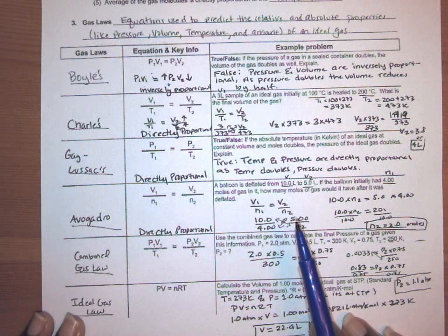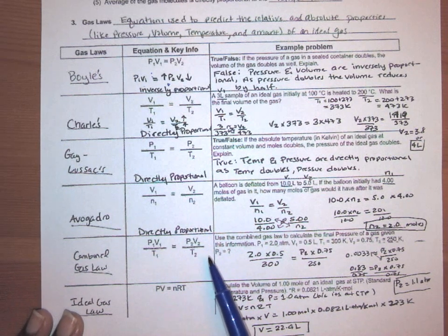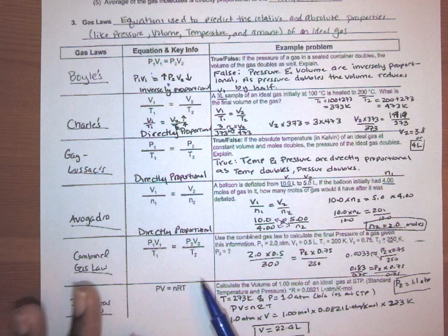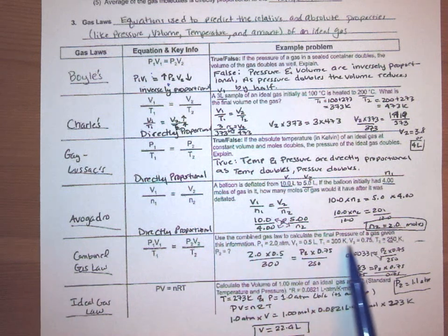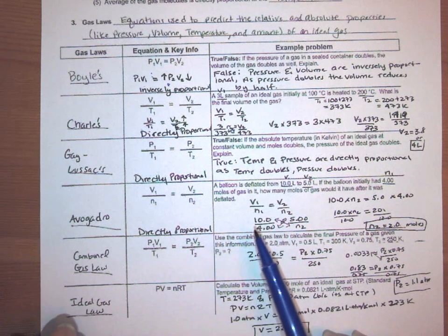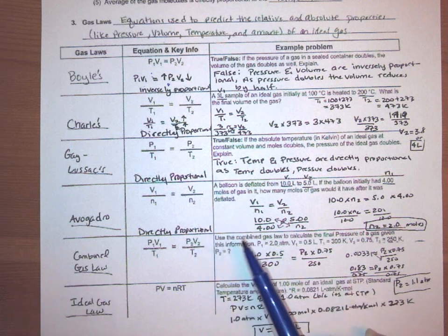The combined gas law, again, is used when multiple things are changing. So you can read the example problem here, but it does the same thing. You can use it to predict changes.